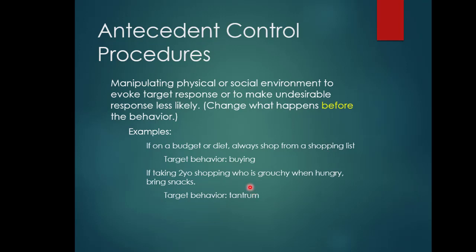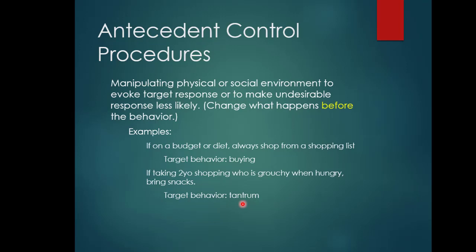Another example is if you're taking a 2-year-old shopping who is grouchy when they're hungry, then you would say, why don't you feed your 2-year-old before you go shopping, or bring snacks with you. And so here the target behavior, remember we're talking about reducing problem behaviors, would be having a tantrum in the grocery store. And we're going to alter our antecedent by making sure we don't have a hungry toddler when we're in the grocery store.